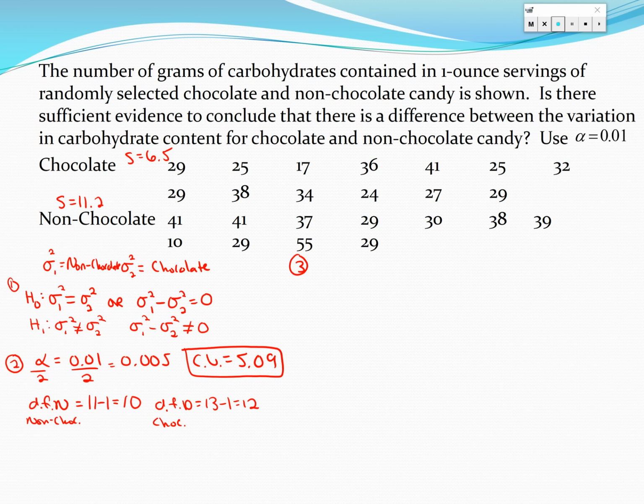All right, for step 3, our test value. One of the easiest formulas we have. Larger sample variance goes in the numerator. Smaller sample variance goes in the denominator. In this case, we only know sample standard deviation. So we put the larger one in the numerator, and we do have to square it, because we're only given sample standard deviation. We need variance.